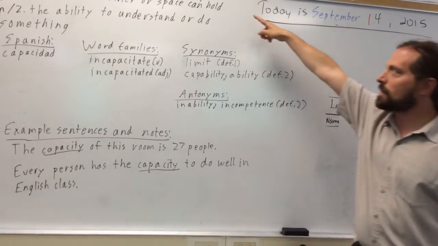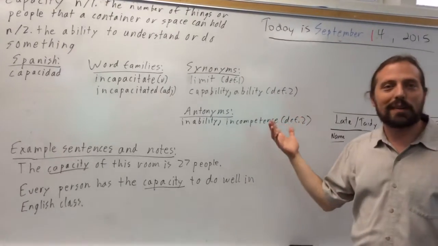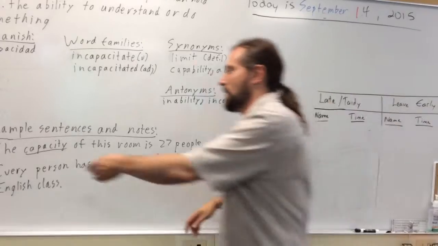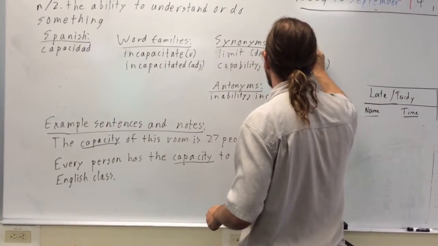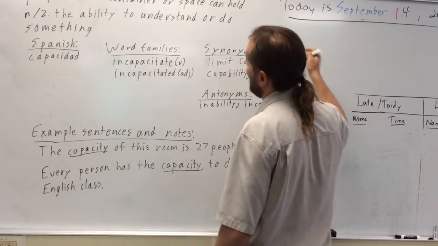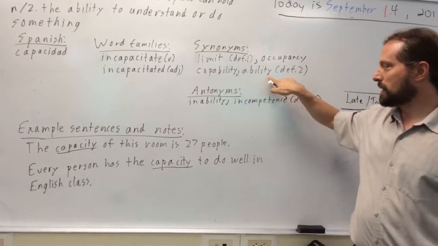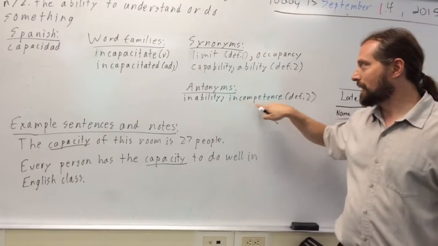For synonyms, for the first definition, limit is similar, the limit of the number of people. We could put occupancy also, that's on the wall over there. Occupancy, which is spelled like this, is for people only. I would say occupancy is not for things. And then for definition 2, capability or ability. Antonyms for definition 2, we can say inability or incompetence.